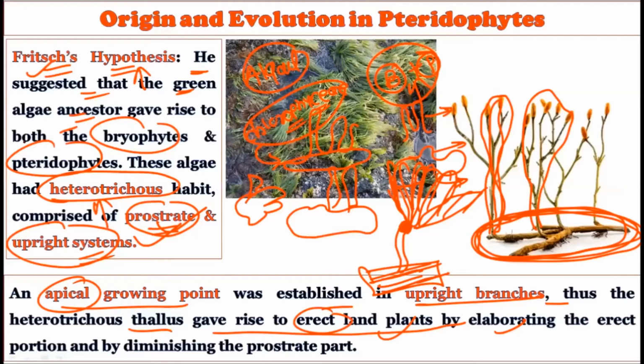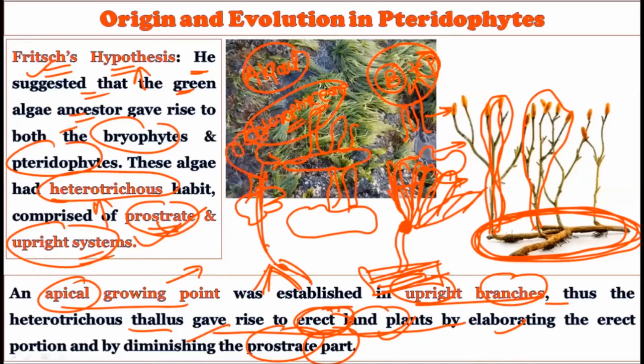Okay, so when we combine the prostrate and erect habit, it looks like the Rhynia plant, and according to Fritsch, apical growing points were established in these particular upright branches of the algae, and due to this apical growing point, it created the erect land plants. By elaborating the erect portion and diminishing the prostrate part, the lower portion got diminished and converted into the roots only, and that is why today's pteridophytes, which are differentiated into root, stem, and leaves, were created out of these particular algae.